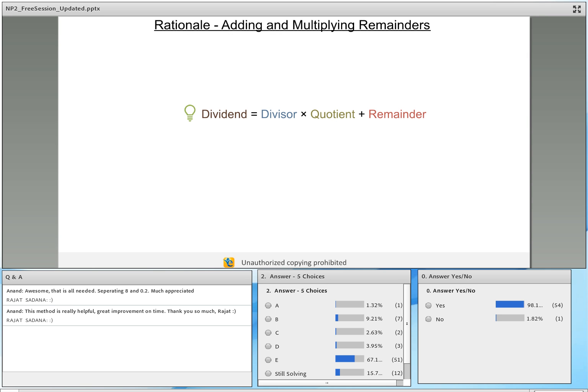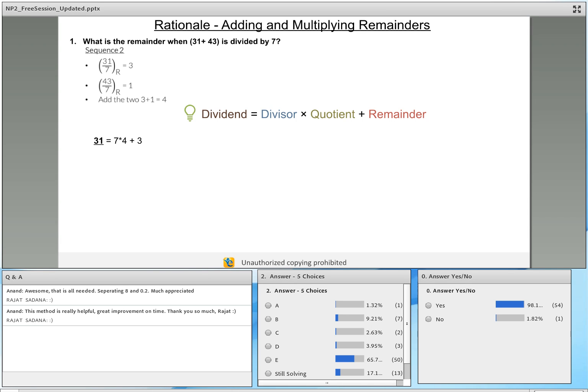Again, the principle that we are using is the same principle. So how does this rationale work? So again, this is the same thing. We're going to prove why this works overall. So how can you express 31?